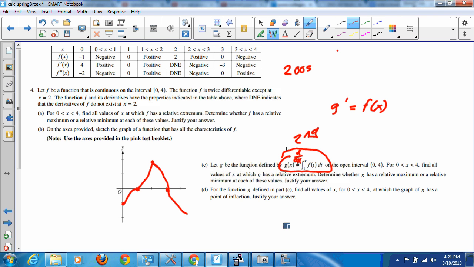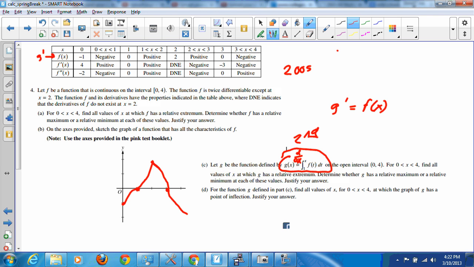Okay, so reading on, it says on the interval from 0 to 4, find all the values which have a relative extremum and determine whether g is a relative max or a relative minimum at each of these values. So if the derivative of g is actually this first line, which is f of x, let's just take a look at that. You can see that at 0 it equals negative 1. It is negative. And the derivative of g is equal to 0 at 1. And then to the right of it, it becomes positive.